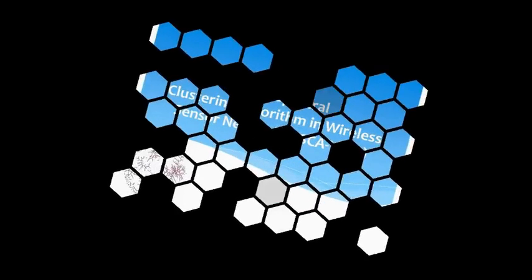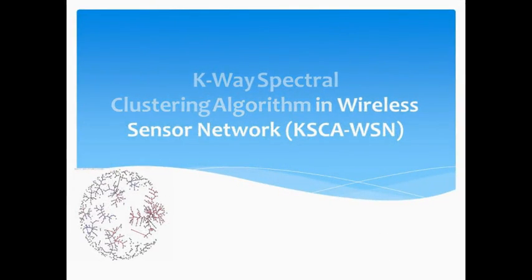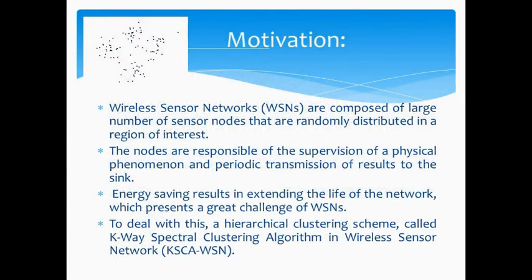Next, we deal with the third most important subsection of this presentation. It's about the K-Way Spectral Clustering Algorithm and its usage in the wireless sensor network domain. This particular algorithm is very recent, proposed this year in 2013, and we'll be implementing this algorithm, simulating its results and comparing them with other existing algorithms to find out which one is much more efficient.